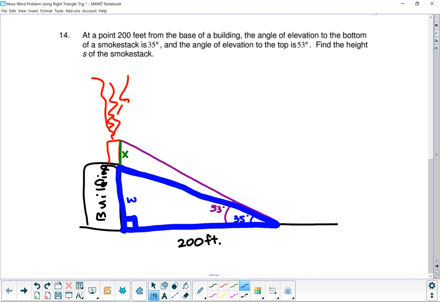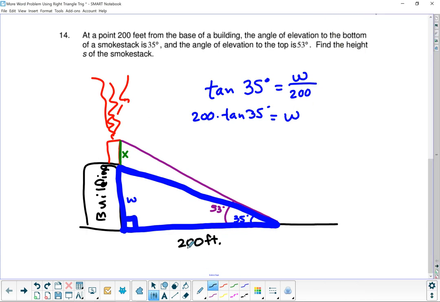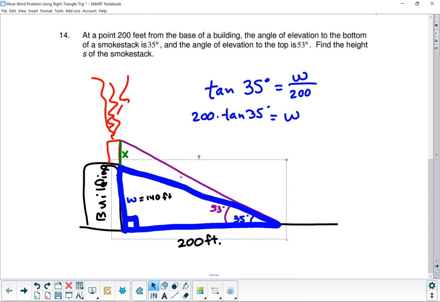So that's tangent. Tangent of 35 degrees equals the opposite, W, over the adjacent, which is 200 feet. That means W would equal, multiplying both sides by 200, 200 times tangent 35 degrees. So the building itself is 140 feet tall. Okay, now let's scratch this.